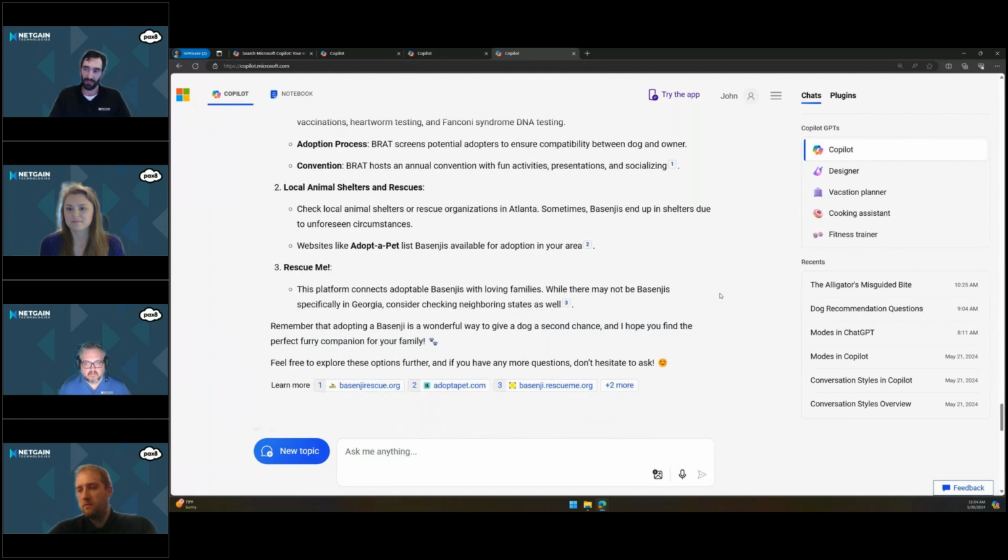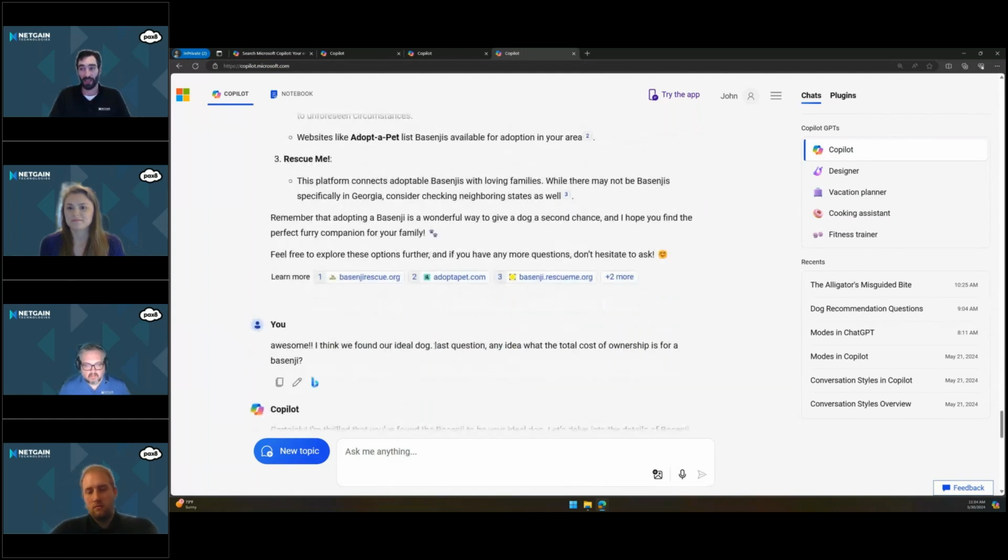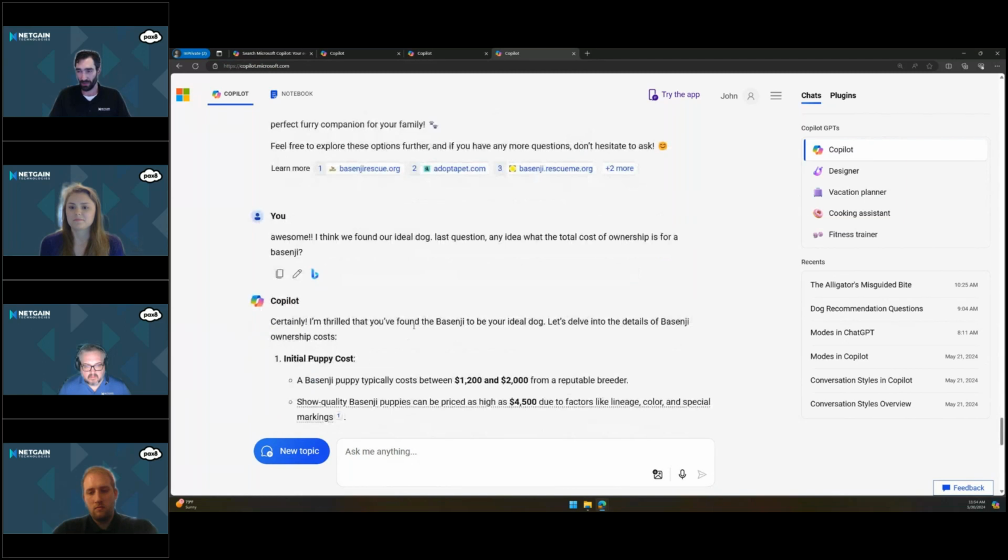So, all right, we've identified the dog. Now, awesome. Copilot, I think we found our ideal dog. Last question. Any idea what the total cost of ownership is for a Basenji? Certainly. I'm thrilled that you found the right dog. Let's delve into it.